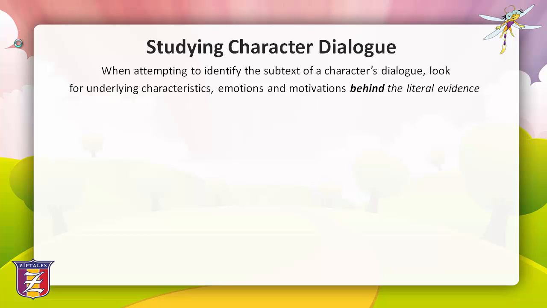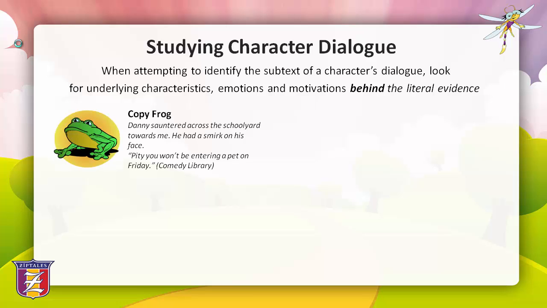For example, in the story Copy Frog, an underlying competitive tension between the main character, Tate, and his classmate Danny comes to the fore when a pet competition is announced at school.